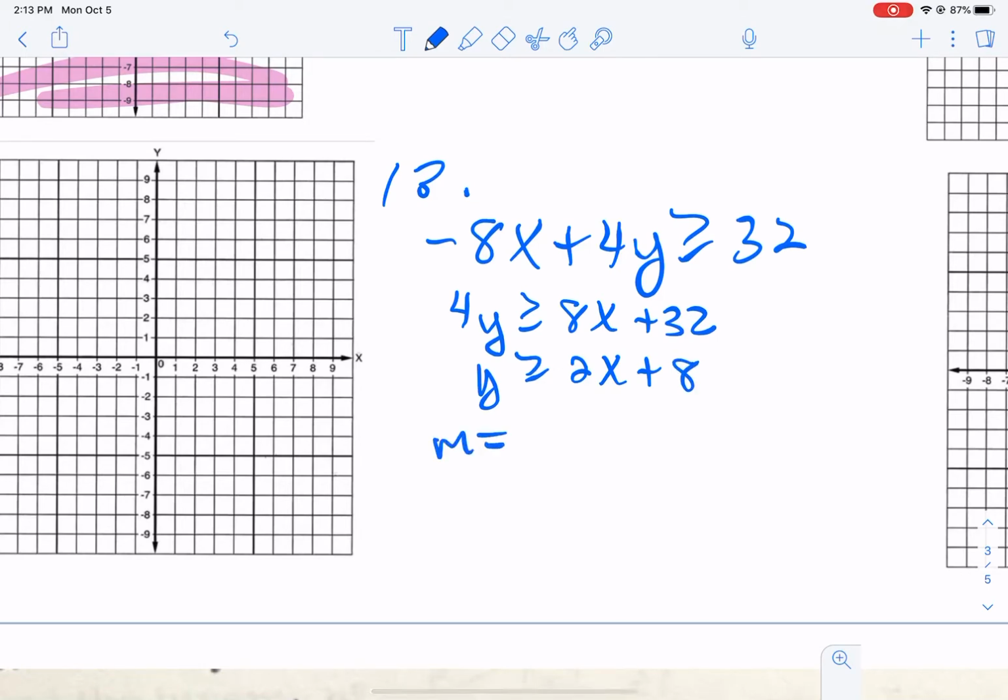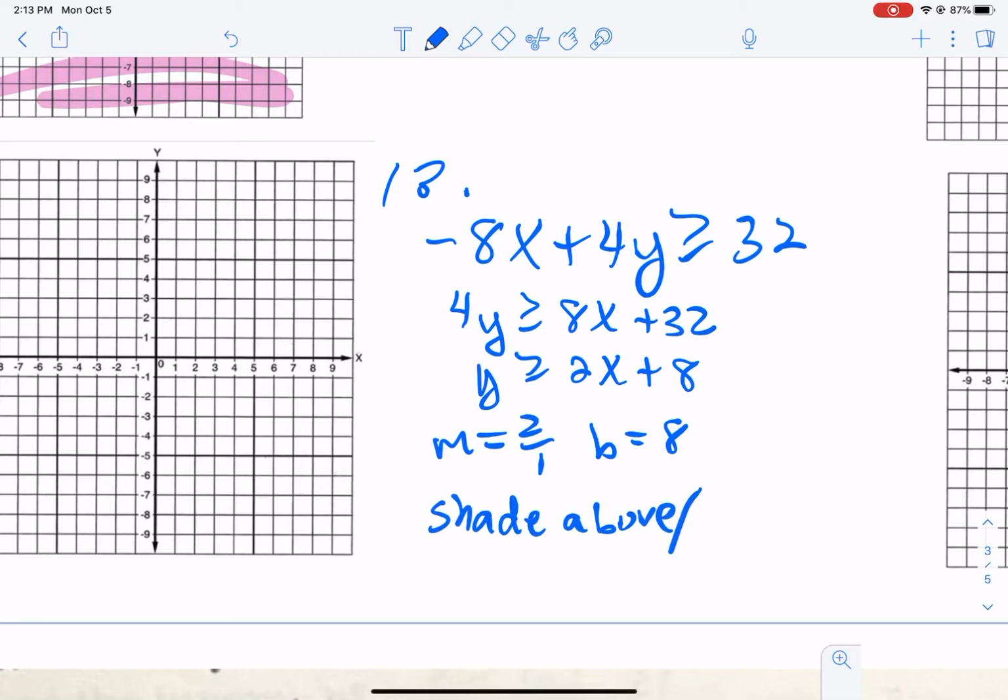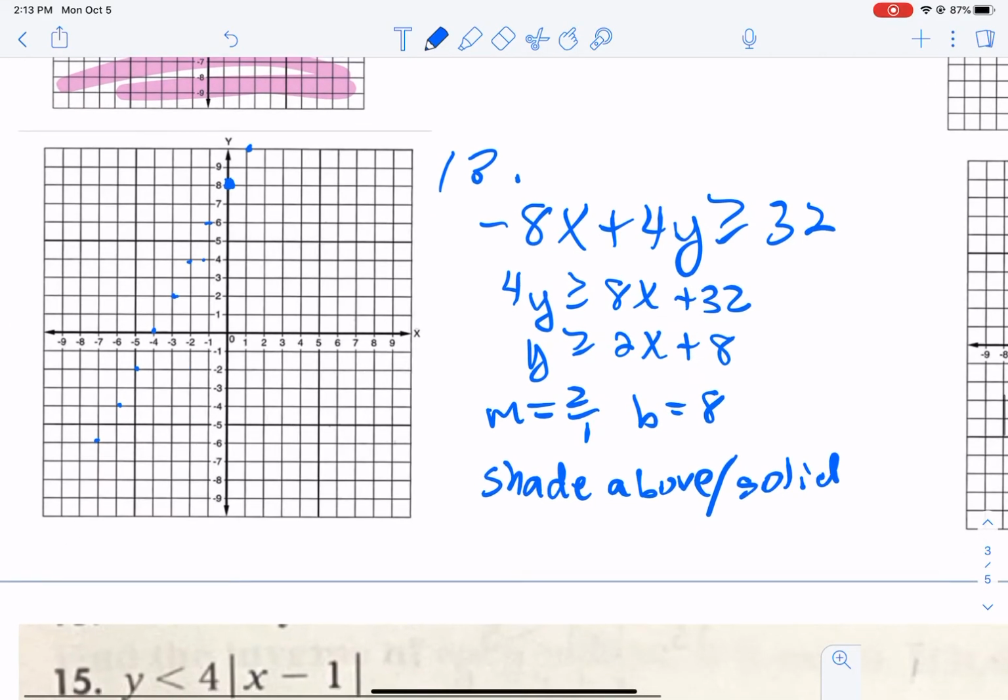Our slope is 2. Our y-intercept is 8. Because of this symbol, we're going to shade above. And we are going to have a solid line. So let's make a y-intercept at 8. Go up 2 over 1. And then I'm going to just continue the pattern the opposite direction so it kind of fills up my graph paper. I'm going to make my line solid.